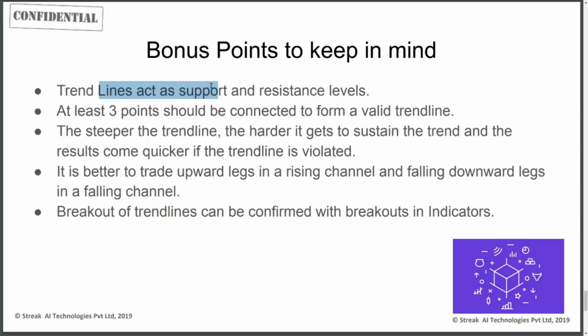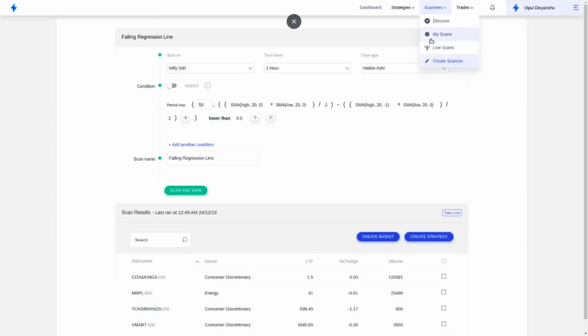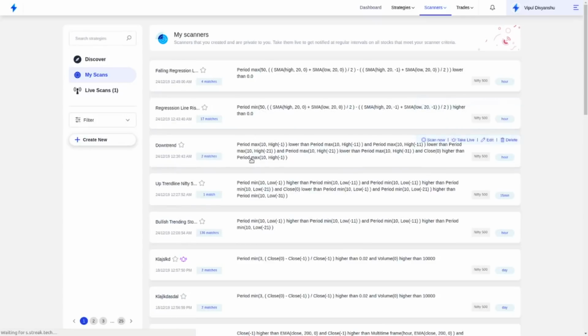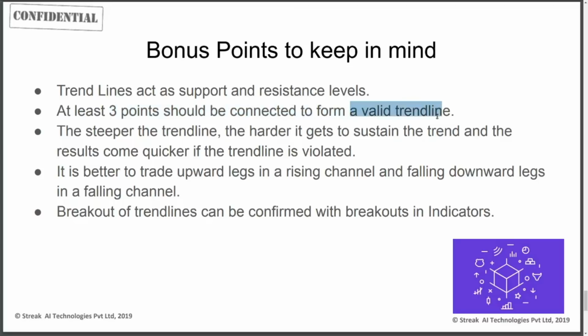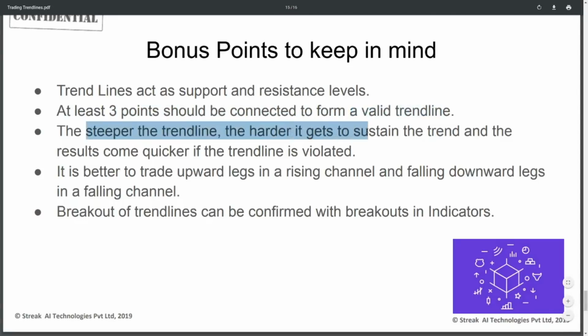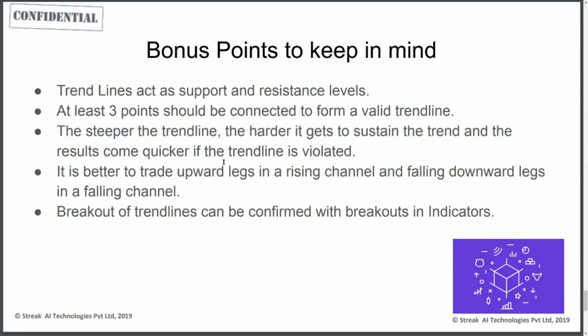Things to keep in mind: trendlines act as support and resistance levels. At least 3 points should be connected to form a valid trend line. In the scanners that we created here, for both up and down trend, we added 3 conditions to identify a valid trend line. The steeper the trend line, the harder it gets to sustain the trend, and if the trend line gets violated, the results come quicker.